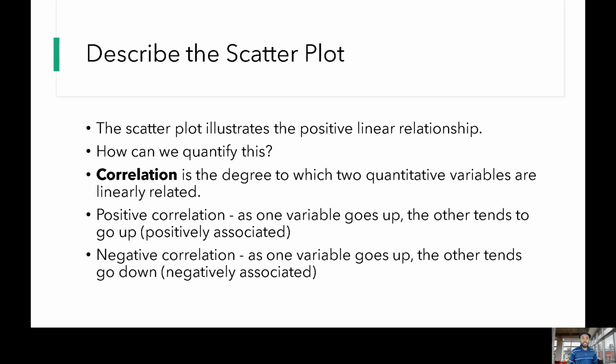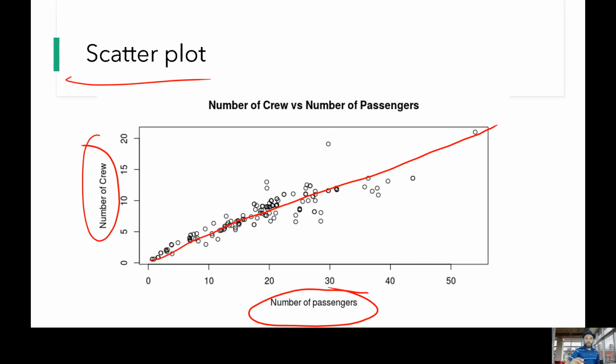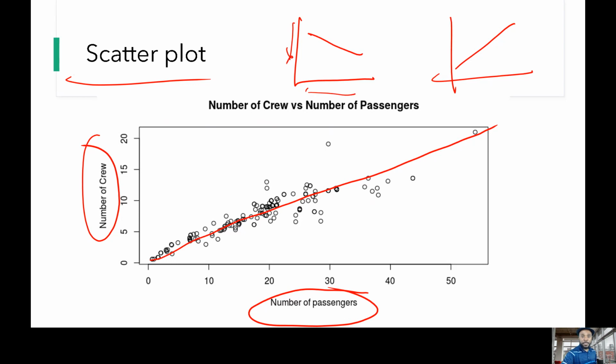Now, how do we describe a scatter plot? A scatter plot illustrates a positive linear relationship. So this is positive. If it's negative, then it means as one variable increases, the other variable decreases. So as this increases, this decreases, so this will be negative. However, this is positive, this is negative.